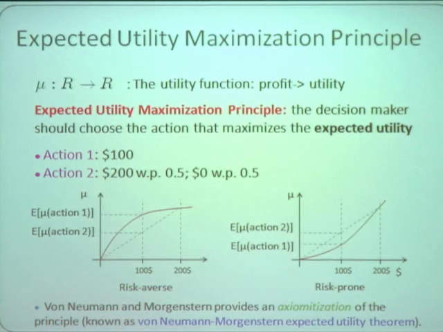And this is risk-prone behavior, which is exactly the opposite. And actually, if we design the utility function carefully, we can address the St. Petersburg paradox. Another nice thing about this expected utility maximization principle is that von Neumann and Morgenstern gave an axiomatization of this principle. They gave three basic axioms about user preference, very simple statements of user preference, and they can deduce this principle rigorously, mathematically.